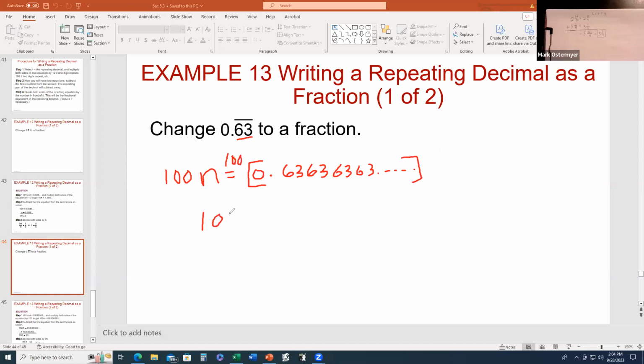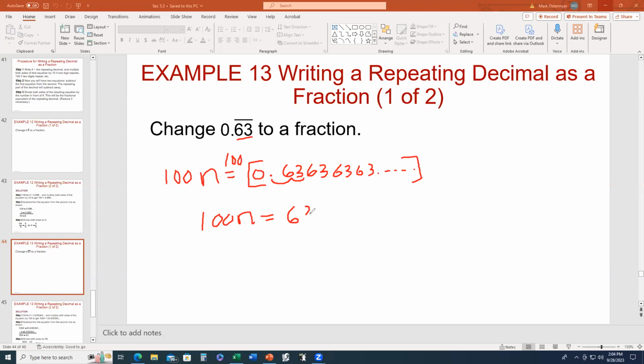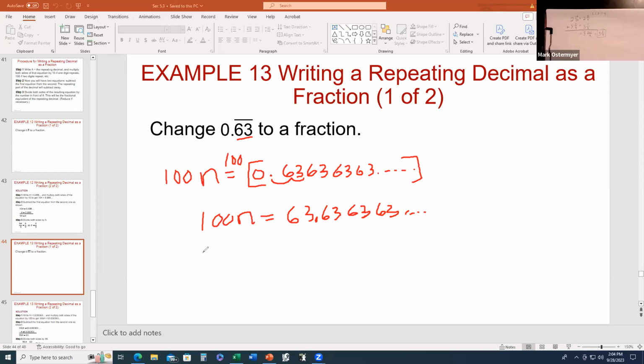Then you're going to be left with 100n is equal to what? What happens to the decimal point when you multiply it by 100? It gets shifted not one, but what? Two places to the right. So this is going to be 63 point what? 63.636363, correct? True? Yep. Now we're going to take the first equation and subtract it from this equation. That means we subtract off our first equation, which was n equal to what? 0.636363.